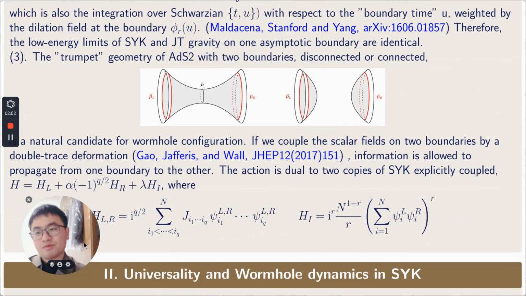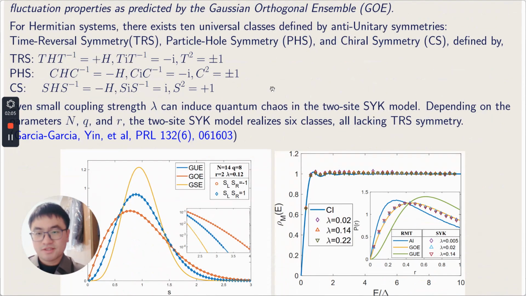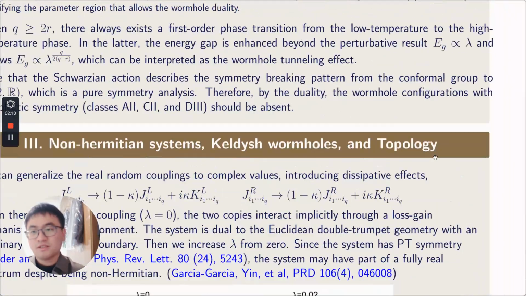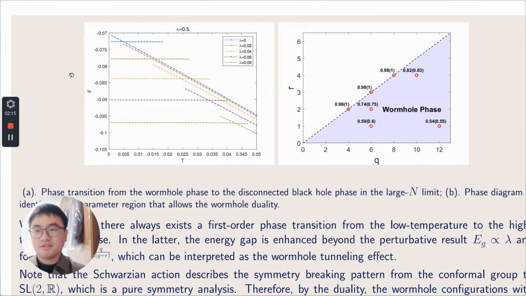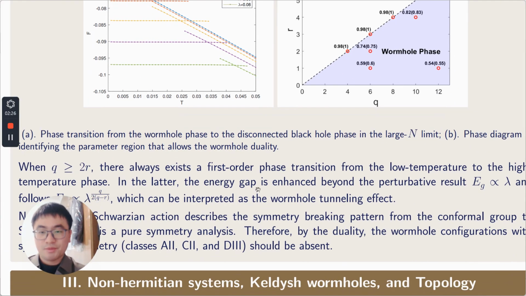And in our two-site SYK here, we can realize 6 out of 10 of them, however, all of them lacking the time reversal symmetries. For all cases, we consider that satisfy Q larger than 2R. We find a sharp phase transition that can be seen from the phase block with the free energy and the time. It transitions from this flat to this stand. In the flat phase, we find an anomalous enhancement of the energy gap that goes beyond the perturbative result here, which can be interpreted as a wormhole tunneling effect. Also note, all this classification is pure symmetry analysis, the same as the Schwarzian action we mentioned before, so this must have an impact for the holographic duality.